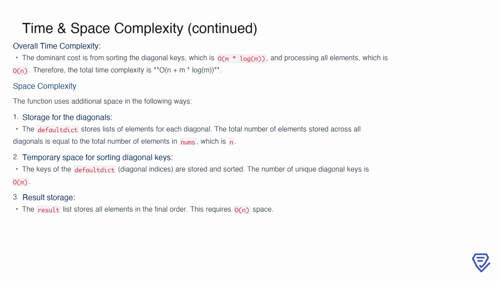First, the default dict stores lists of elements for each diagonal, and the total space required for this storage is proportional to the total number of elements in nums, which is O(n). Second, we need temporary space to store and sort the diagonal keys. Since the number of unique diagonal keys is O(m), sorting them requires O(m) space. Lastly, we have the result list, which stores all elements in their final order, requiring an additional O(n) space. These components together determine the total space complexity.